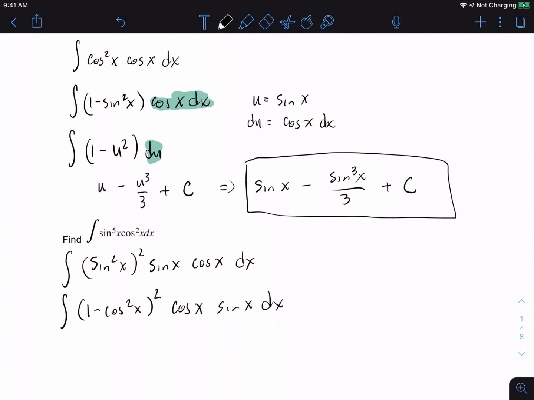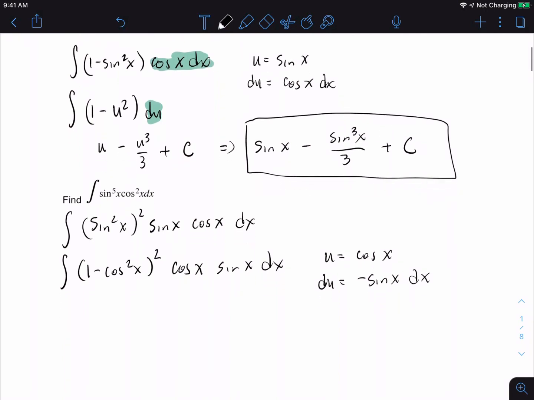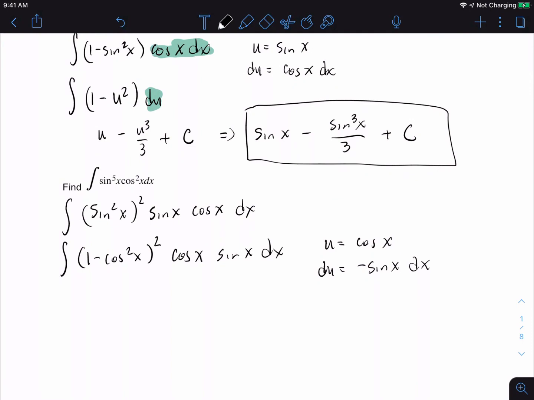So the u substitution that I'm going to do here is I'm going to say u is cosine of x, because it has the exponent. And so I'm going to get du is equal to negative sine of x dx. And we can see that we have sine of x dx, but we don't have the negative. So what that tells us then is we have to bring the negative out front. So I'm going to get a negative.